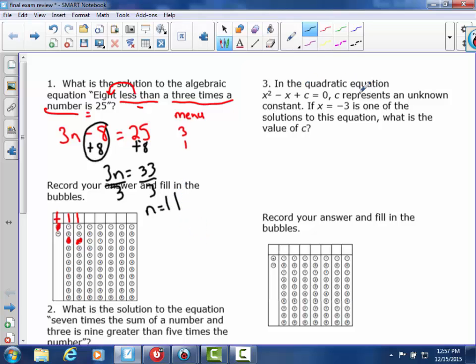For the next one: in the quadratic equation x squared minus x plus c equals 0, c represents an unknown constant. If x equals -3 is one of the solutions, what is the value of c? So if it's a solution, we get to substitute it in. We replace the x with -3, being sure to put parentheses around it, or we might mess up our answer. Once we're here, you can put it into nSolve, or you can simplify and solve by hand. The answer to this question is -12.